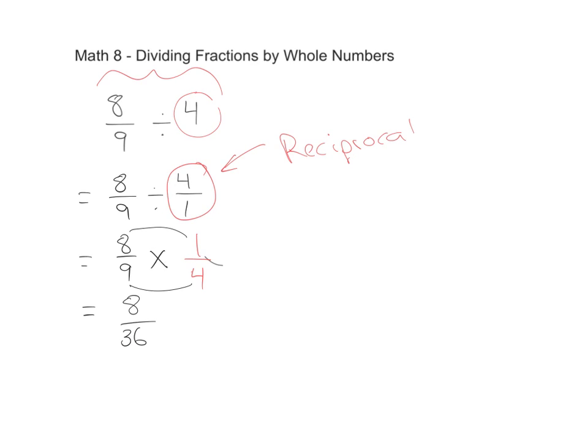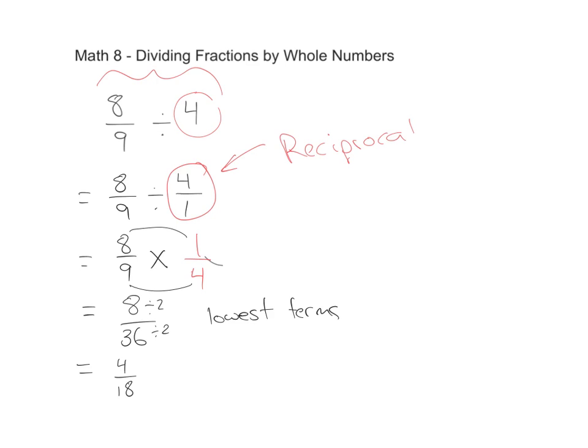Now I'm going to ask you to do something extra here. I want you to write this in lowest terms. It's really important to me that we don't just leave this as 8 over 36. We ask ourselves, what number can be divided into both the 8 and the 36? Well, they're both even, so we can divide them both by 2. 8 divided by 2 is 4. 36 divided by 2 gives us 18.